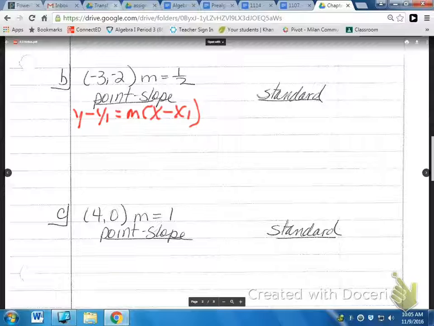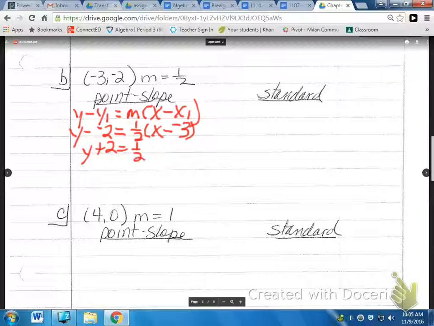Now, I want you to notice something on this one. Y minus, what's y1? Negative 2. M is 1/2. X minus, what's x1? Negative 3. You never ever leave double signs. You got to clean it up. Y plus 2 equals 1/2 x plus 3. Do not leave double signs. That is the answer for point slope form right there. You don't do anything else.